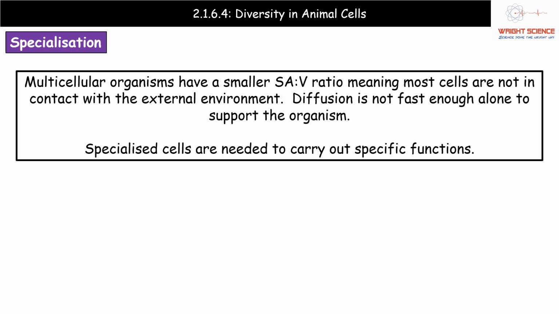If we now think about multicellular organisms, they have a smaller surface area to volume ratio than those unicellular organisms. And what that means is that most of the cells that make up that organism are not in contact with the external environment. So diffusion as a process is not going to be fast enough on its own to meet the demands of the organism. So in order to meet these demands, we require specialised cells to carry out specific functions within that multicellular organism.